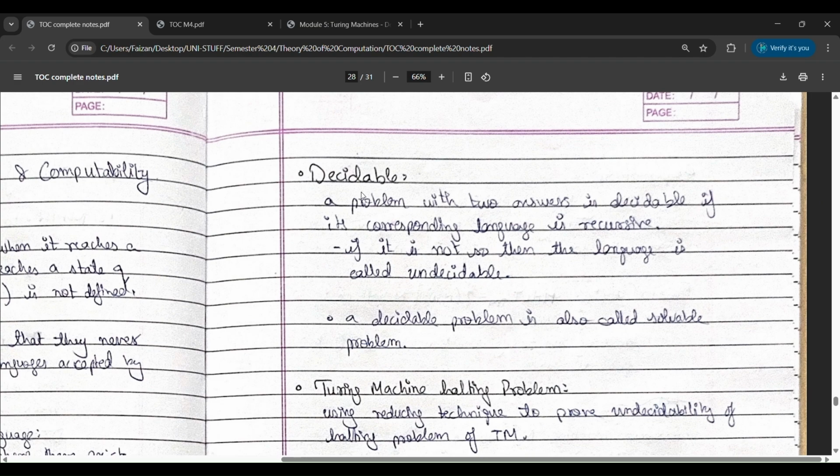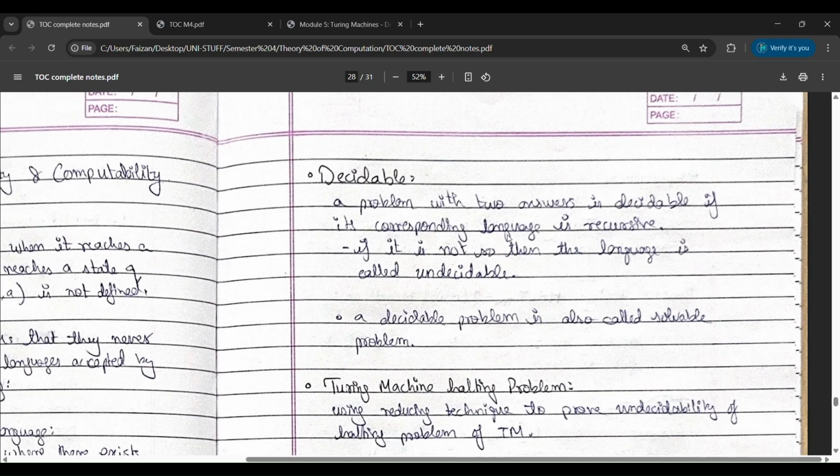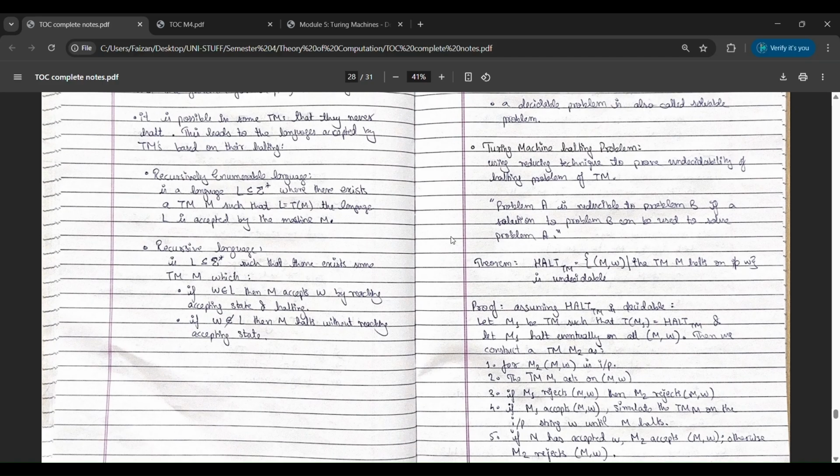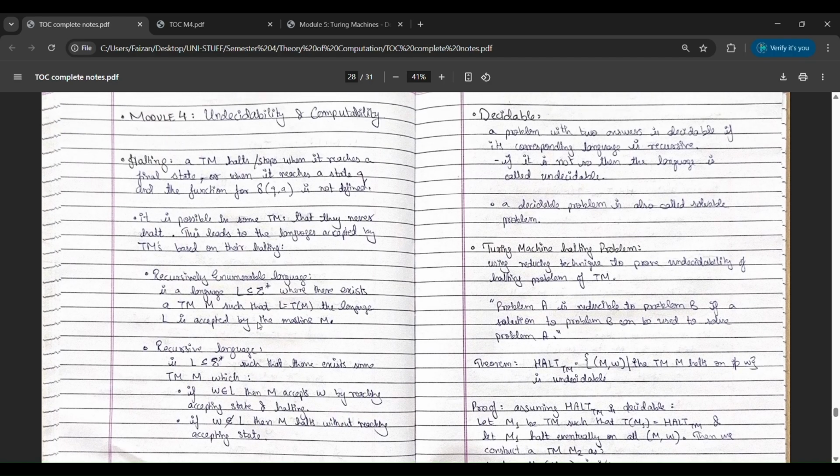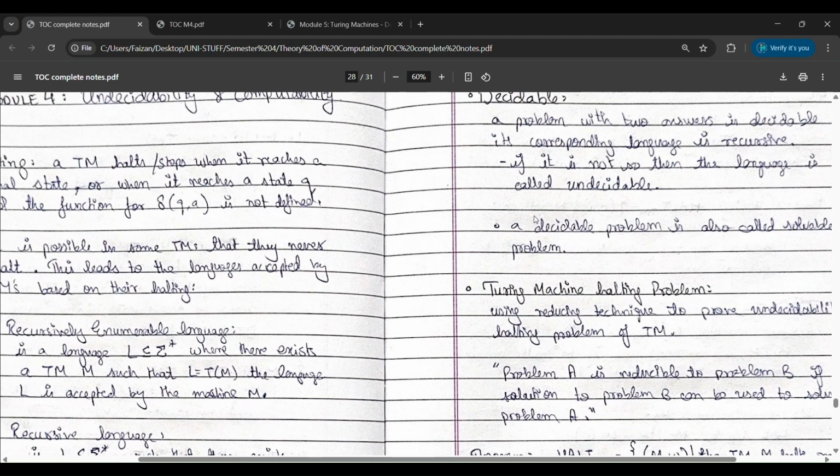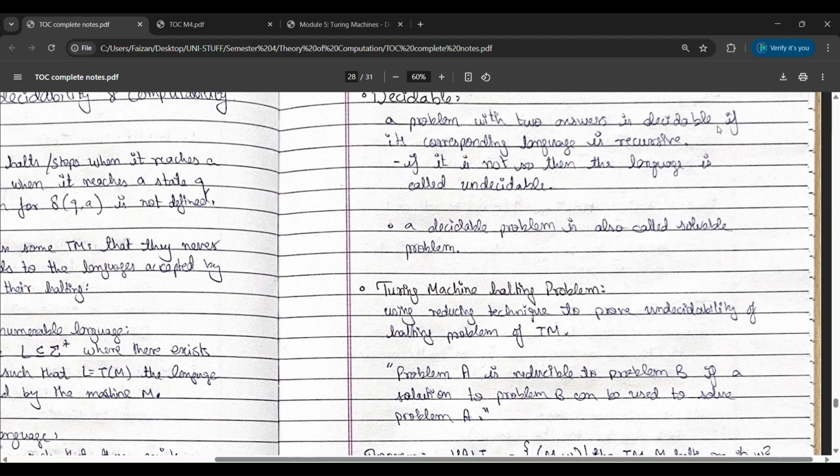Decidability. This is basically the definition of decidable. Whether something is decidable or not means that a problem will have two answers, and it is only decidable if the corresponding language is recursive. If you have two answers, what is it, yes or no, right? And what is there in the recursive language? We have W belongs to L or W does not belong to L. So that is called decidability.